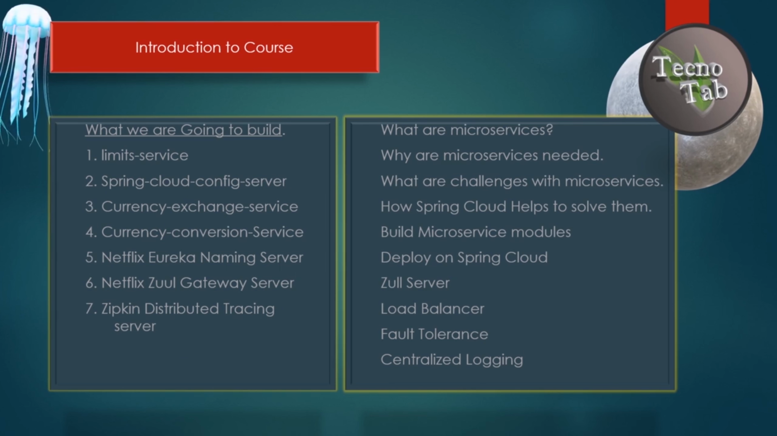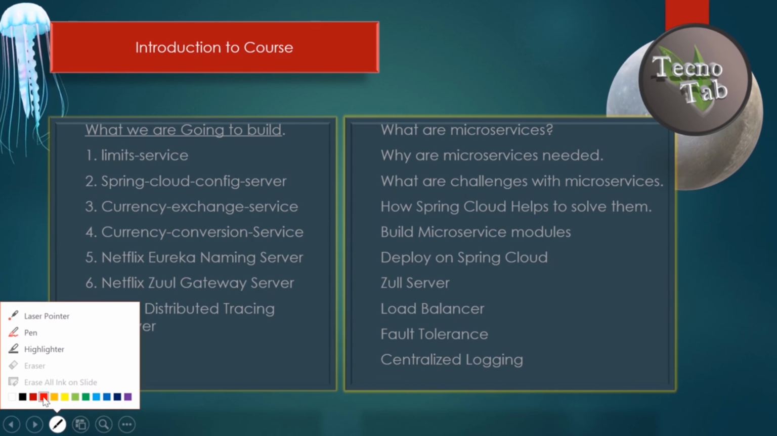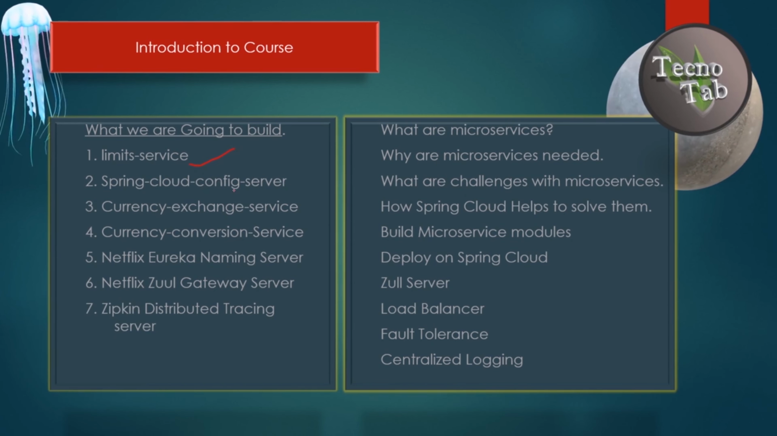So first things first, what we are going to build as a part of this application. So we are going to build 7 different modules of microservices, which are as follows: limits service, Spring Cloud config server, currency exchange service, Netflix Eureka naming server, Netflix Zuul gateway server, Zipkin's distributed tracing server. So we will be building all these microservices from the scratch.